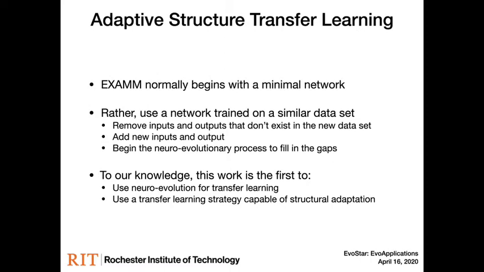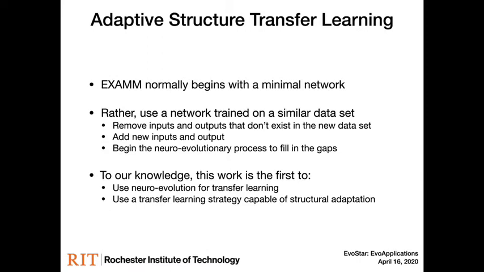So rather than do this, if we want to do some sort of transfer learning, we can use a network trained on a similar data set. And even if the source data set doesn't line up with our target data set, we can remove the inputs and outputs that don't exist in the new data set and add any new inputs and outputs. And we can use the neuro-evolutionary process offered by EXAMM to fill in the knowledge gaps and take advantage of any new inputs.